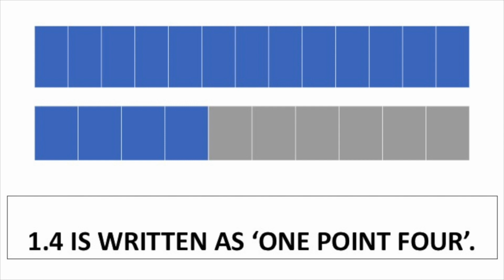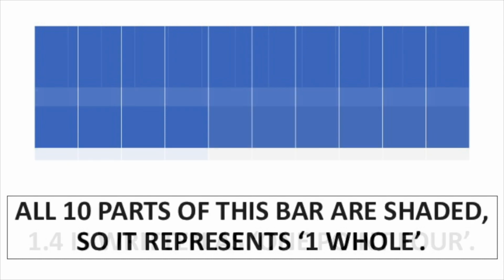1.4. Let's take another look at another one. So we know for a whole, it must always be 10 out of 10. Because when it's a decimal, we have 10 parts. And for it to be whole, all 10 parts have to be shaded. If it was less than 10, it wouldn't be a whole, it would be a decimal. All 10 parts of this bar are shaded, so it represents one whole.